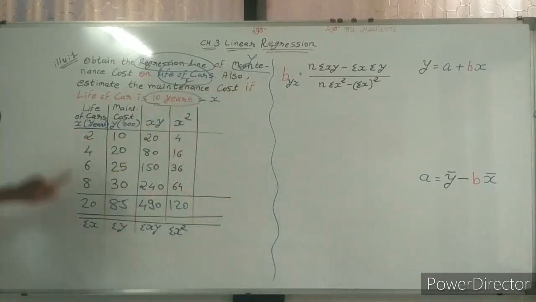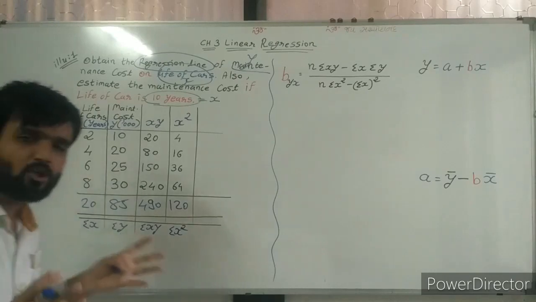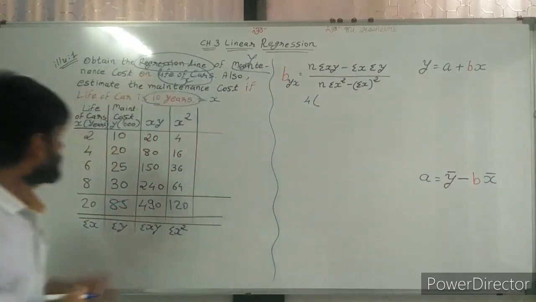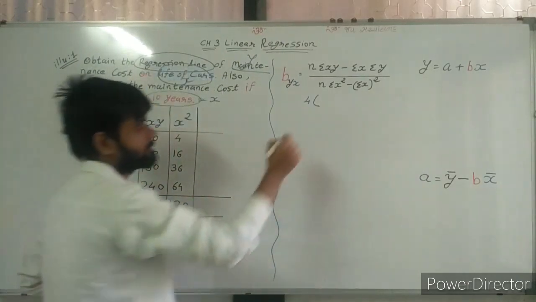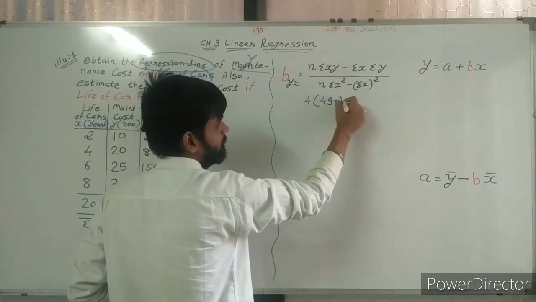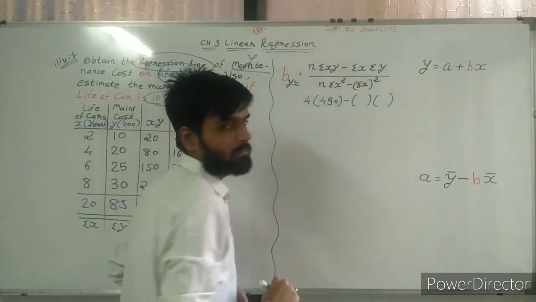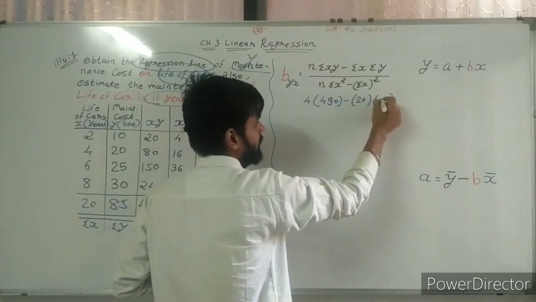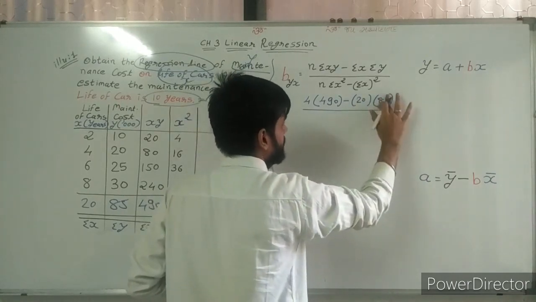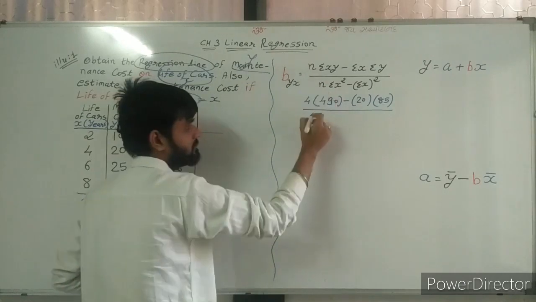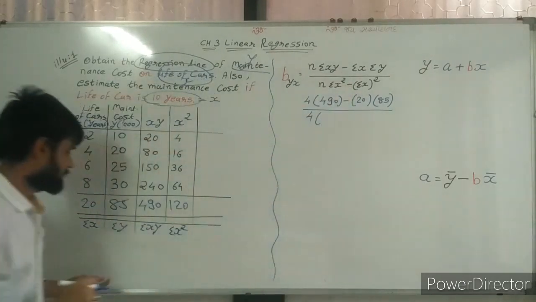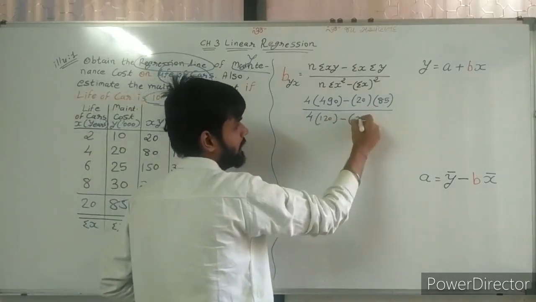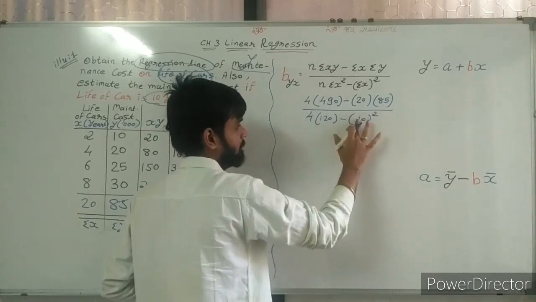So first of all we are writing n. So n means 1, 2, 3, 4. That is my value of n. So n is equal to 4. Sigma xy. Sir, total of this, sigma xy, 490. 490 minus sigma x, sigma y. So sigma x is equal to 20, sigma y 85. So write down 20, 85 divided by n, again 4, sigma x square 120. So 120 minus sigma x whole square, 20 whole square.